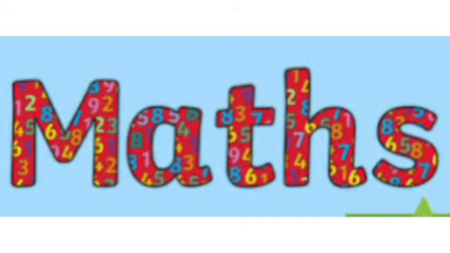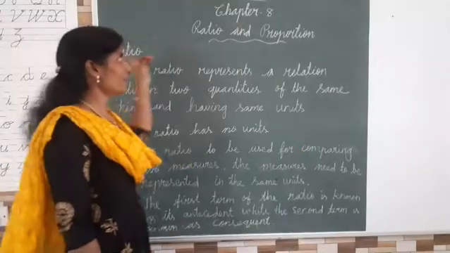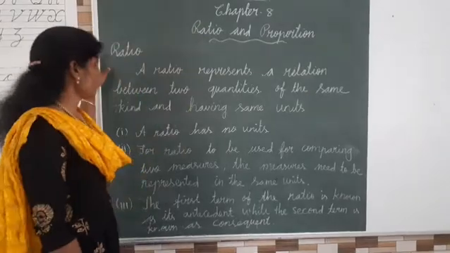We have already learned about Venn diagrams, isn't it? Now we are going to study a new chapter, that is Chapter 8, ratio and proportion.